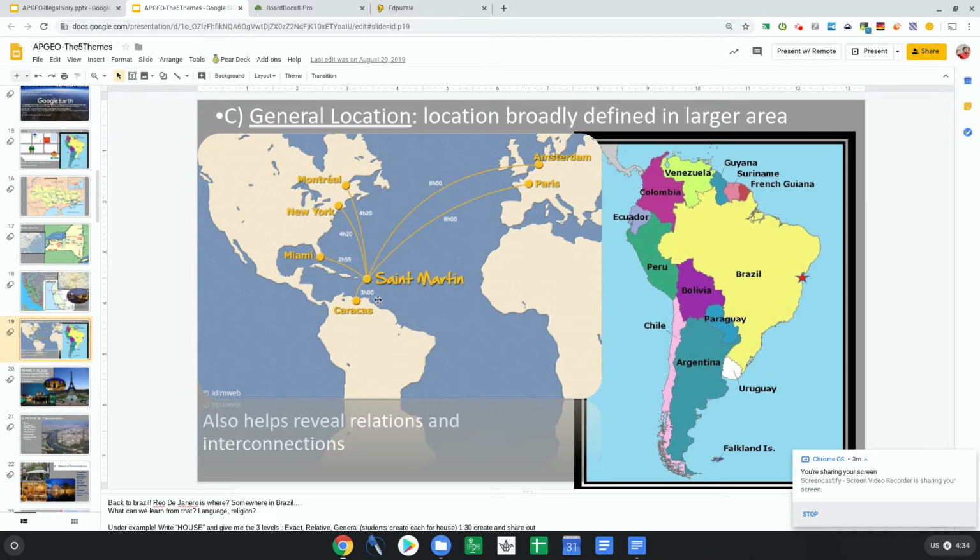San Martin is in the Pacific Ocean. I don't know, it's over here. Montreal is in North America. New York is in the United States. Miami is southern United States. It helps us understand the location and interconnectedness of big ideas.